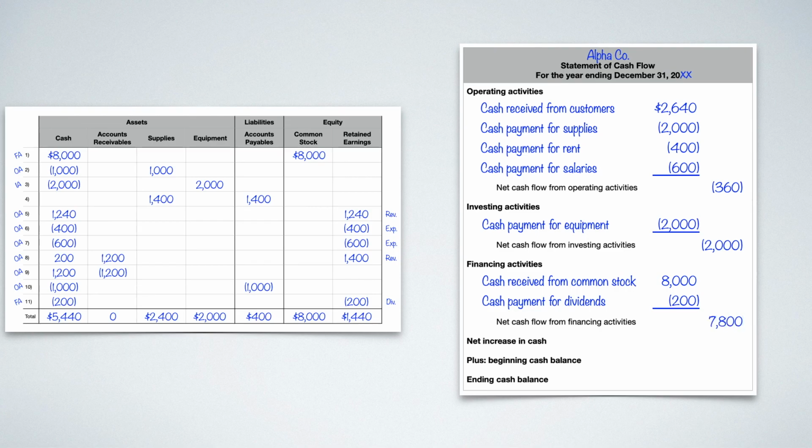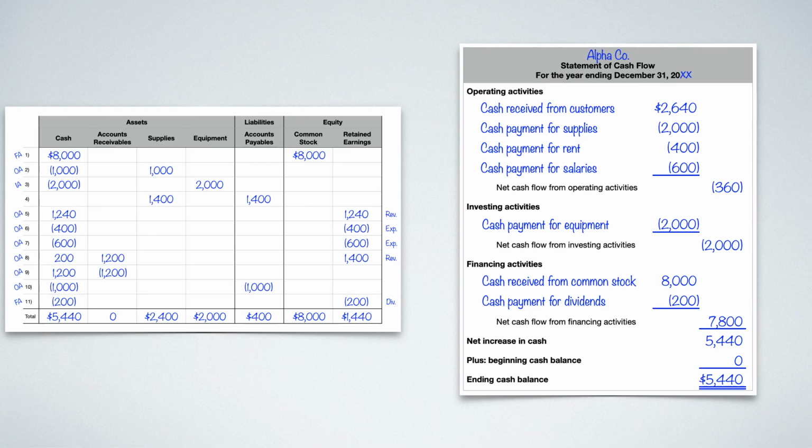Now, the next line item is the net increase in cash. So if I add up the net cash flow from operating activities, from investing activities, and from financing activities together, that's going to give me a net increase in cash of 5,440. So my cash, based on all of the activities, went up by 5,440 just this year alone. Now, if I add to that my beginning cash balance from the beginning of the year, which again, we're a brand new business, so it's going to be zero. That's going to give me my ending cash balance, which is 5,440. Again, that's a double line figure because it is the bottom. We're done with that. No more calculations.